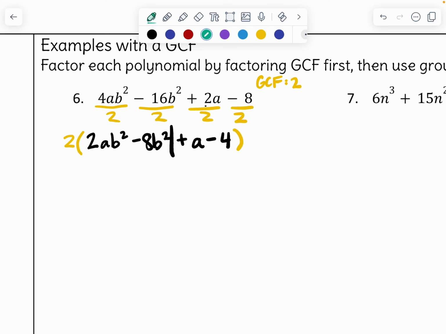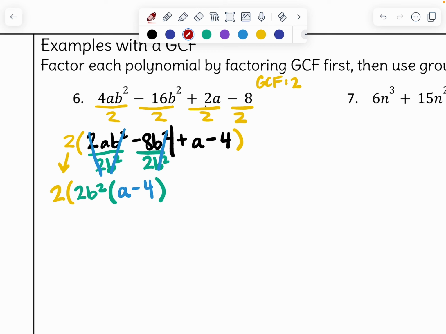So let's find a greatest common factor for 2ab squared and negative 8b squared. So for 2 and negative 8, I can factor out 2. They don't both have an a, but they both have b squared. So I'm going to remember to bring this down with each step. So now I have 2b squared. 2 divided by 2 is 1. b squared and b squared are going to cancel out, so I'm going to be left with just a. Negative 8 divided by 2 is negative 4, and then b squared divided by b squared is going to cancel.